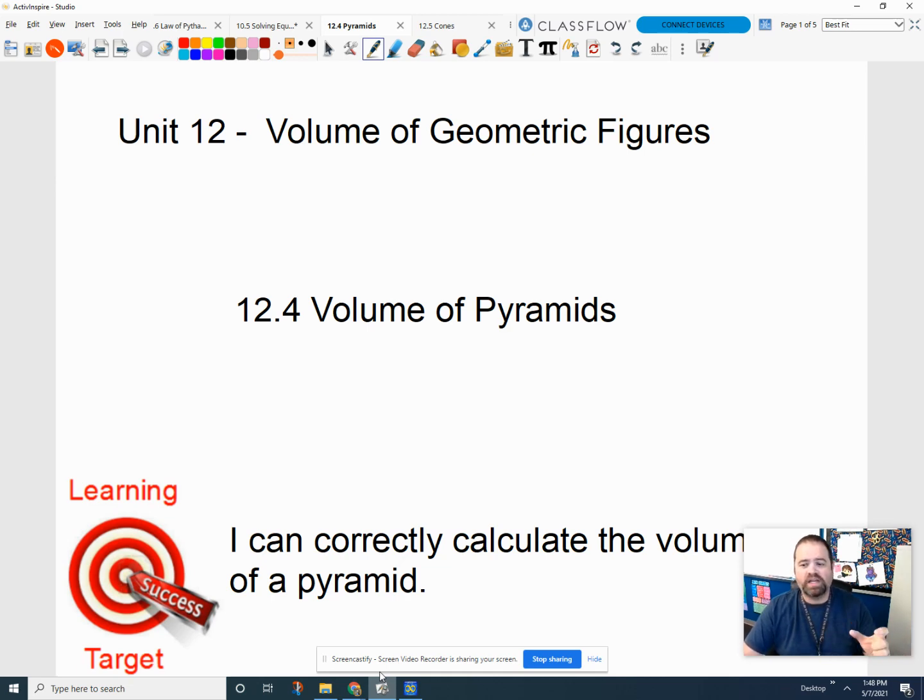It's just that you make a slight adjustment to your formula, because a pyramid is like a rectangular prism, but it comes up to a peak. So how do we adjust the basic idea of volume from a rectangular prism to create that pyramid?